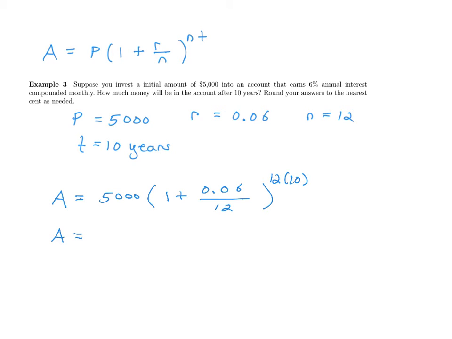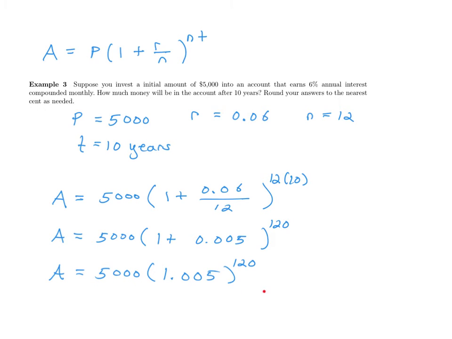If I look at that, okay, this is really 5,000 times 1 plus 0.06 divided by 12 is 0.005. That's no surprise there. And the exponent of 12 times 10 is 120. So the balance of the account is 5,000 times 1.005 to the power of 120. I can now just simply enter this in and see what the value is.